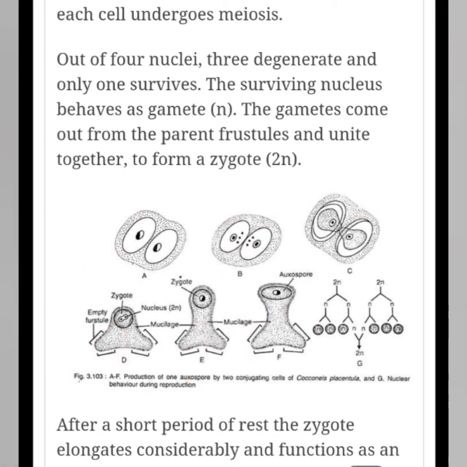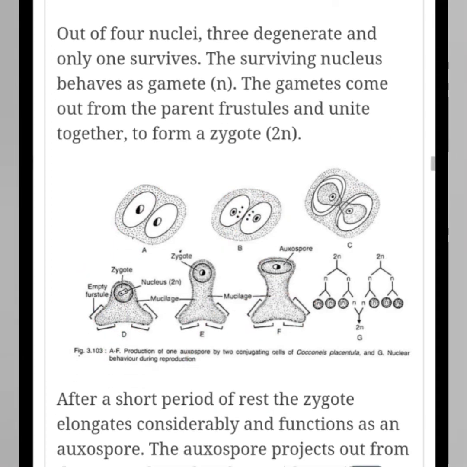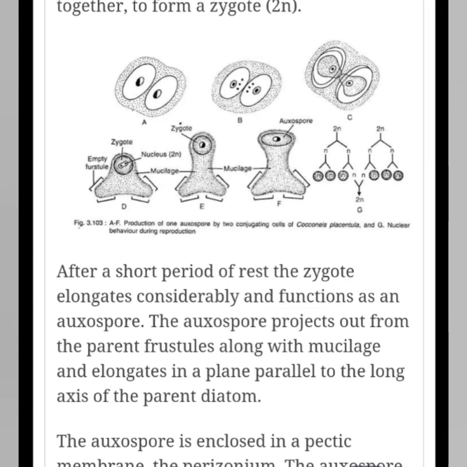And later on, the auxospore is enclosed in a pectic membrane. Pectin is a polysaccharide substance. This pectic membrane is known as the perizonium. So just remember that the auxospore is enclosed in a perizonium, and the auxospore will then develop a new frustule inside the perizonium.